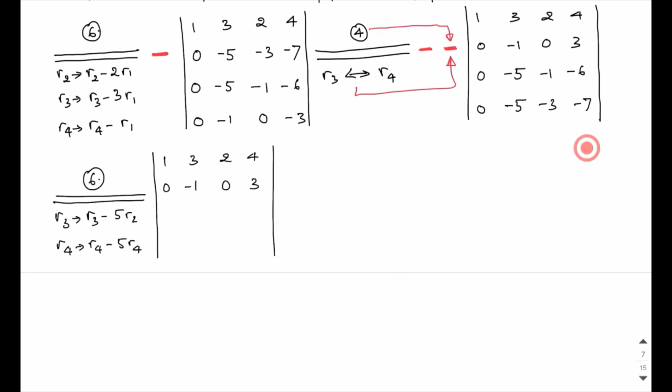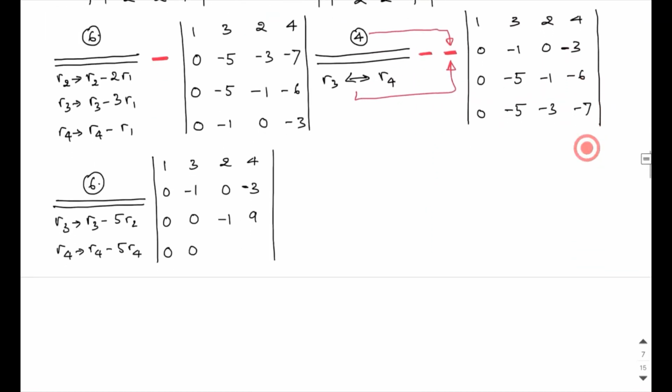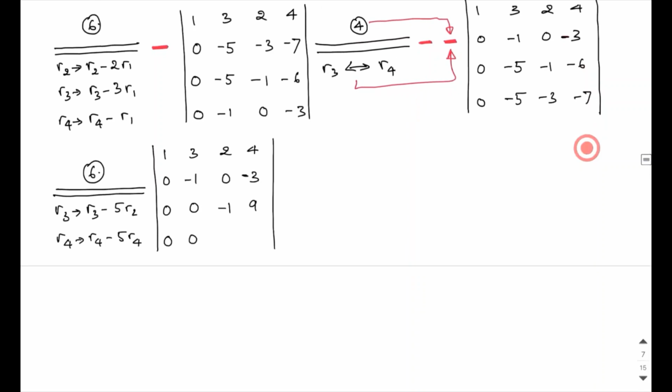Seems like I made a mistake when I copied something here. There should be a negative sign, right? So negative 3, and then 0. If you subtract 5 times, you're going to get 0 here. You're going to get negative 1 here, and you're going to get 9 here. Similarly, you subtract 5 times row 2, so you're going to get 0 here, negative 3 and 8 here.